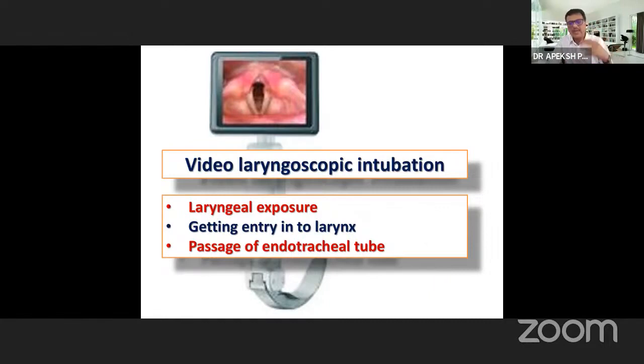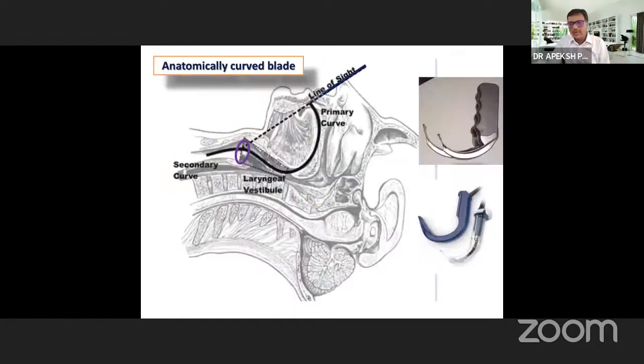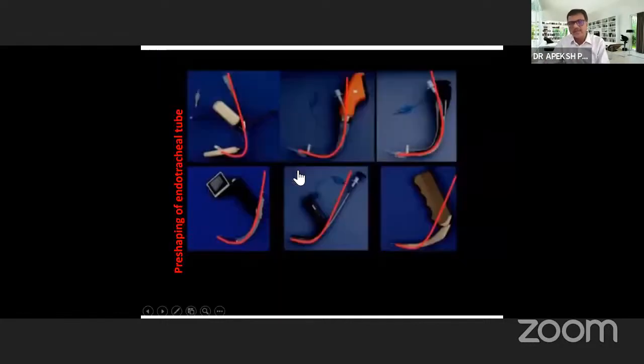Now we'll discuss the entry into the larynx. With direct laryngoscopy, we are creating a direct line of sight. But with video laryngoscopy, the camera is here. We need to maneuver the tube along the oropharyngeal curve, along the primary curve, along the curve of the blade. That requires pre-shaping of the endotracheal tube. We need to use a pre-shaped, pre-stylleted endotracheal tube, and pre-shaping as per the curve of the oropharynx and the curve of the laryngoscopic blade is mandatory.